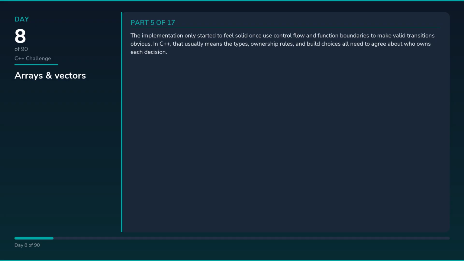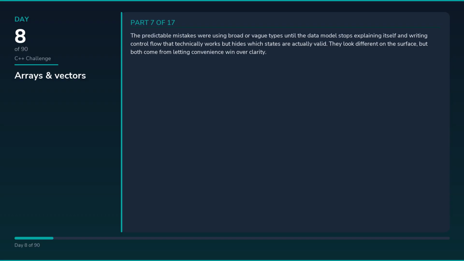In C++, that usually means the types, ownership rules, and build choices all need to agree about who owns each decision. I kept returning to one more rule: prefer small explicit data shapes over clever abstractions that hide the real meaning. That is the part that shortens debugging because the code tells you where to look instead of forcing you to reconstruct the intent from scratch.